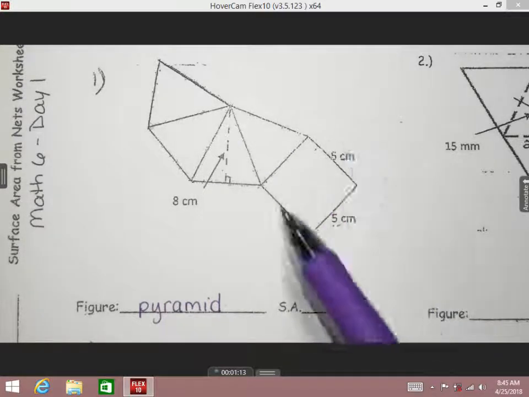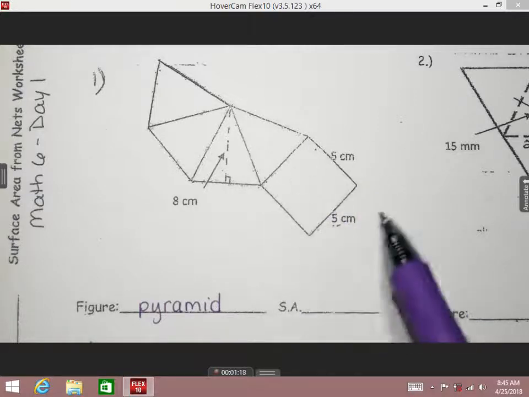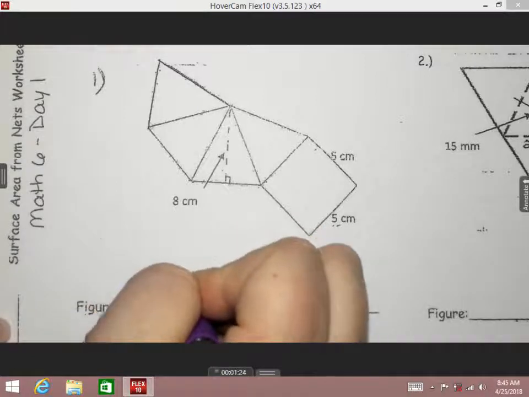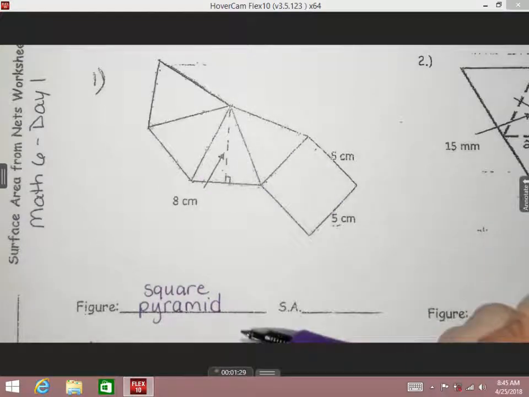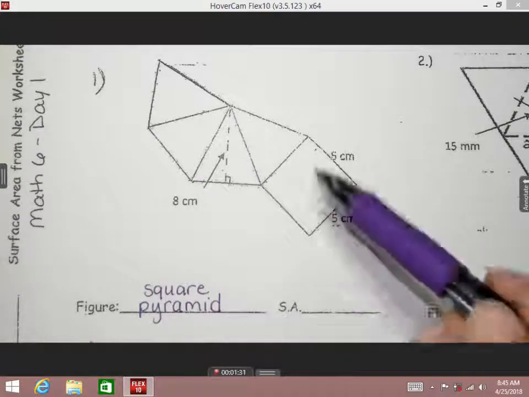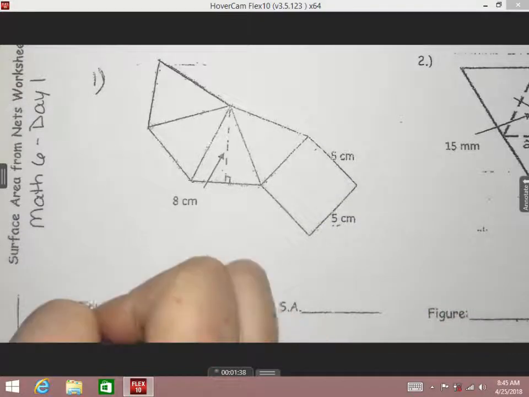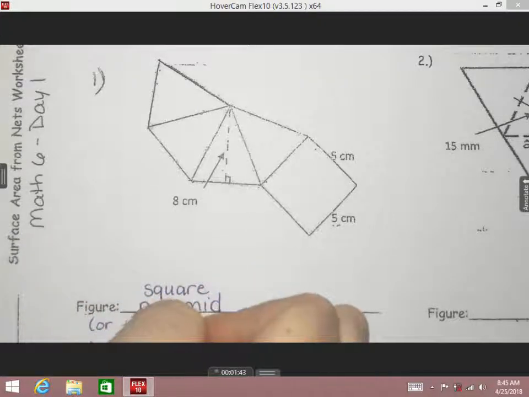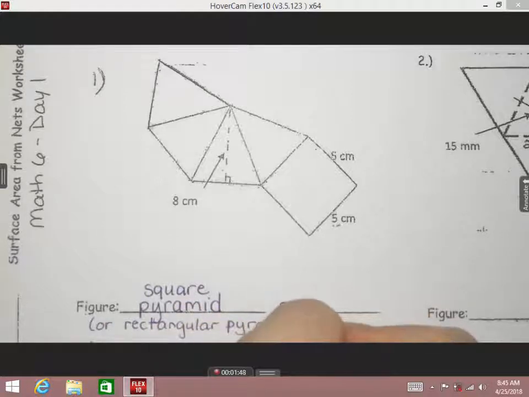What other shape do I have here? Gabrielle? It's a square. So guys, another term for this would be a square pyramid. So again, the triangles told me it was a pyramid because they're going to make that point. The square distinguished what type of pyramid. I would also take, for this one, rectangular pyramid. I will take that because a square is a special rectangle.